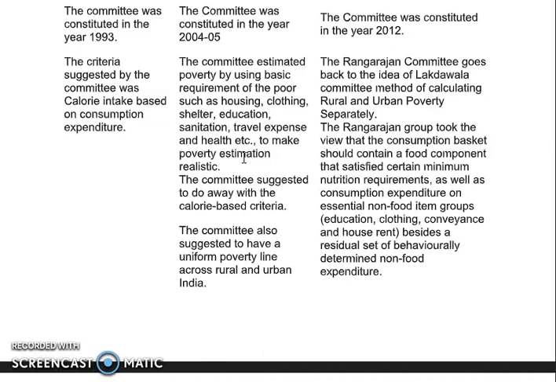Then the Tendulkar Committee is purely based on the accessibility of the poor people, and gave no importance to calorie-based criteria, and the committee considered a uniform poverty line across rural and urban India.